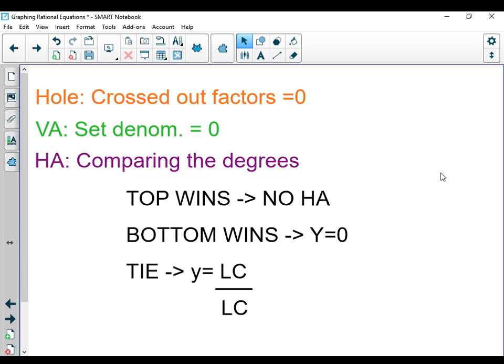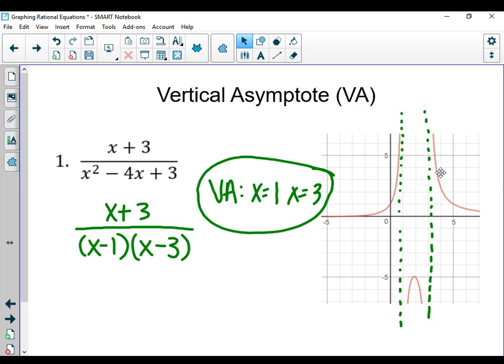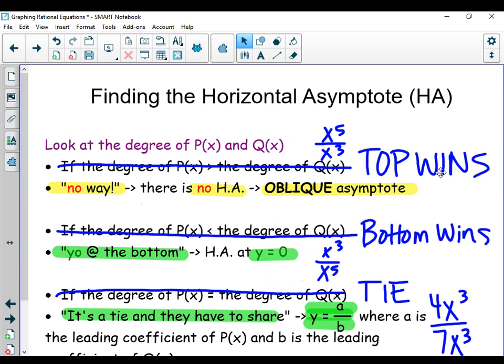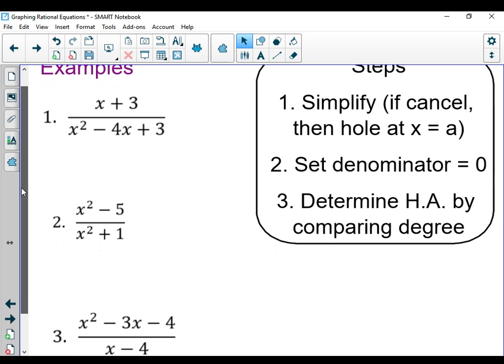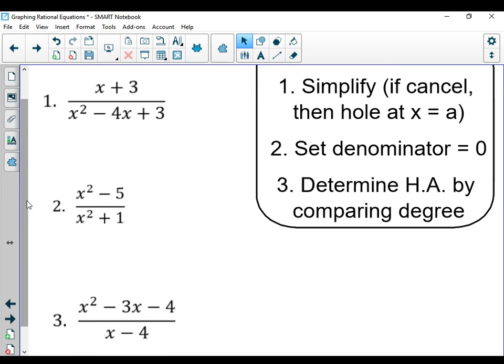All right, let's try some examples. These are the same problems we've already done. I just want you to tell me the horizontal asymptotes on these. Just the horizontal asymptotes.